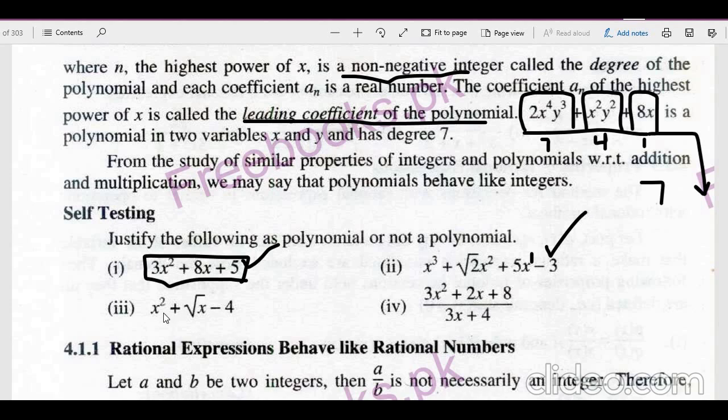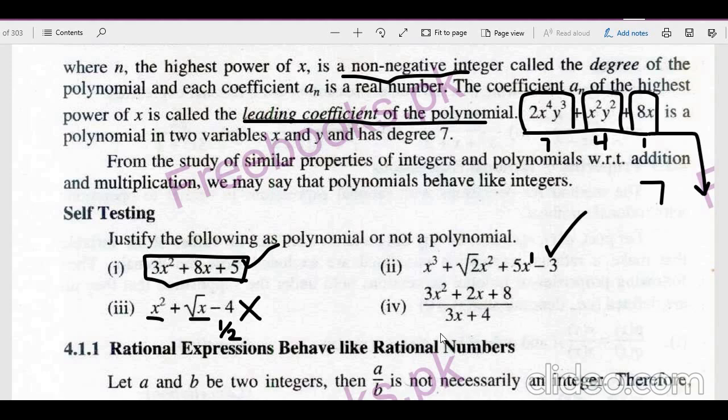Let's move on. Here the exponent of x is 2. That is a positive integer. Okay. The exponent of this x is what? 1 by 2. Is this an integer? No, it's a decimal number. It's not an integer. Either it is positive, but it's not an integer. So we can say that it is not a polynomial. It is an algebraic expression but not a polynomial.